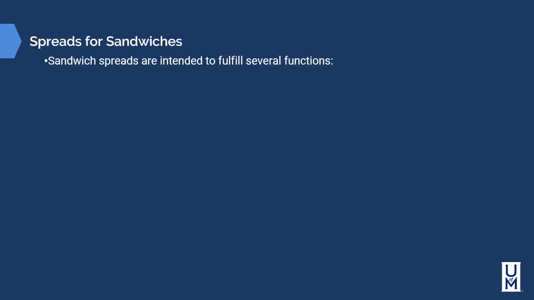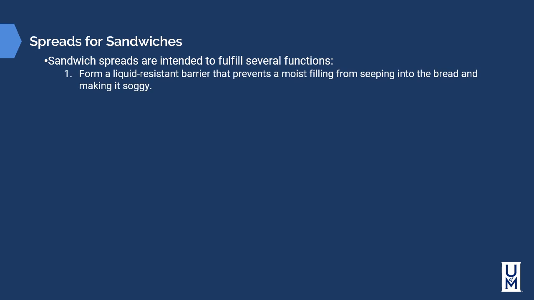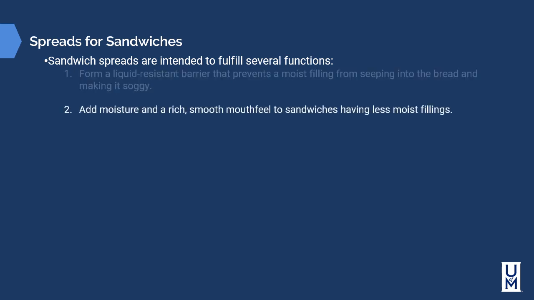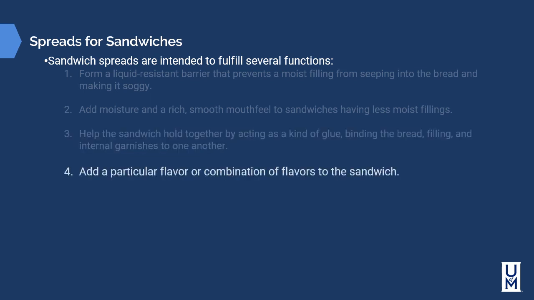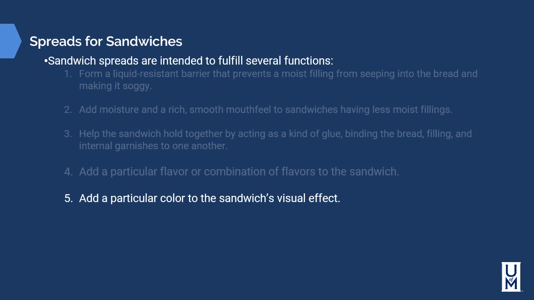Sandwich spreads are intended to fulfill several functions. Number 1, form a liquid-resistant barrier that prevents a moist filling from seeping into the bread and making it soggy. 2, add moisture and a rich, smooth mouthfeel to sandwiches having less moist fillings. 3, help the sandwich hold together by acting as a kind of glue, binding the bread, filling, and internal garnishes into one another. 4, add a particular flavor or combination of flavors to the sandwich. 5, add a particular color to the sandwich's visual effect.